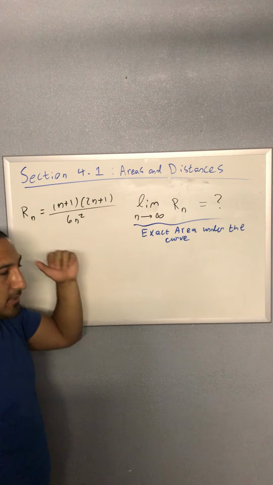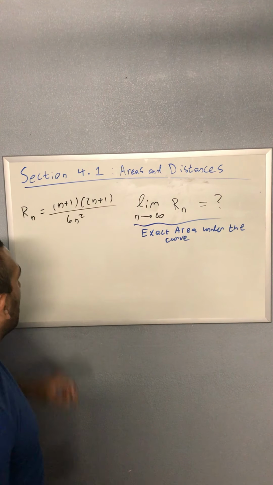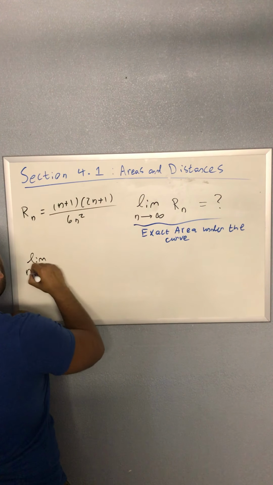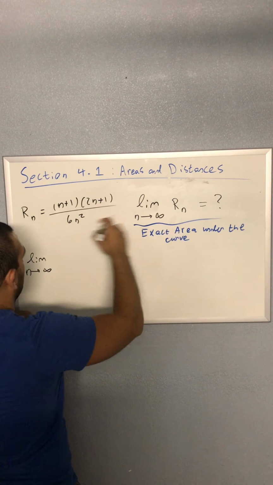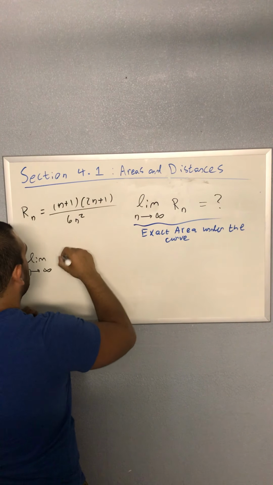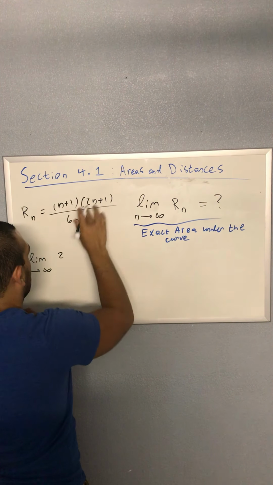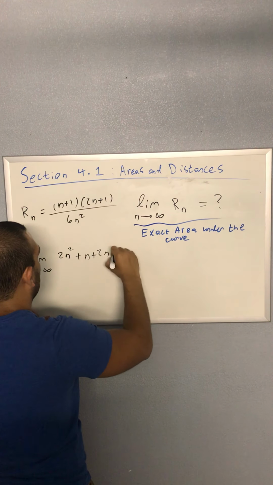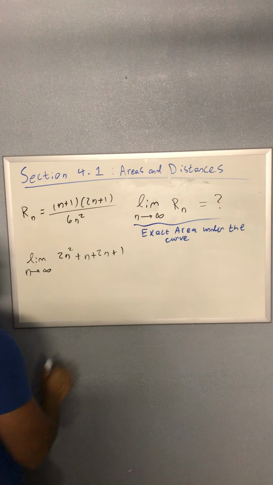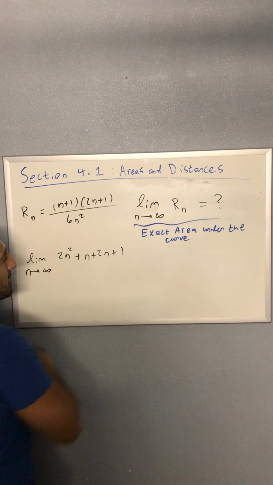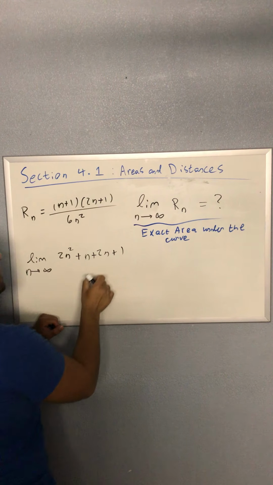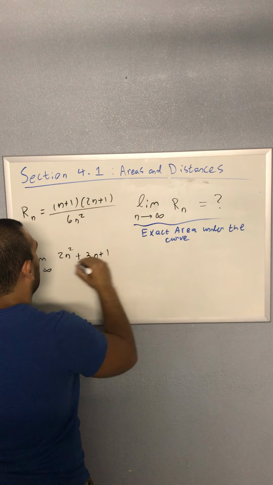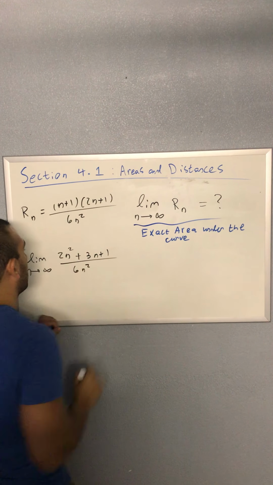Now, this is stuff that we've done in Calc 1. So if you just FOIL out the top, we have the limit as n approaches infinity of r sub n, which is the same thing as the limit of 2n squared plus n plus 2n plus 1, okay? And then these two just add to 3n, correct? So this is effectively just 3n plus 1 all over 6n squared.